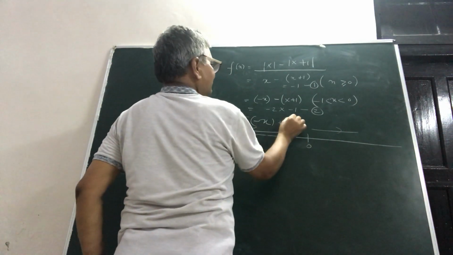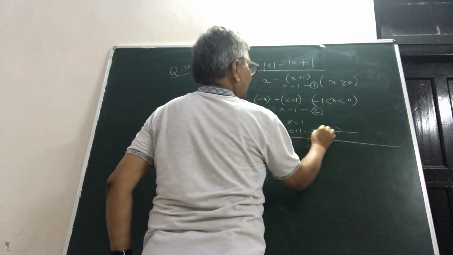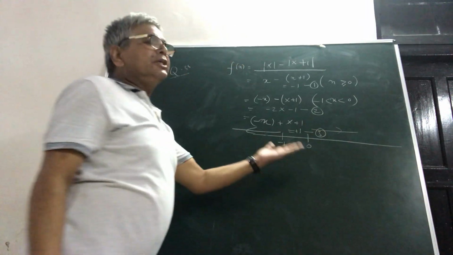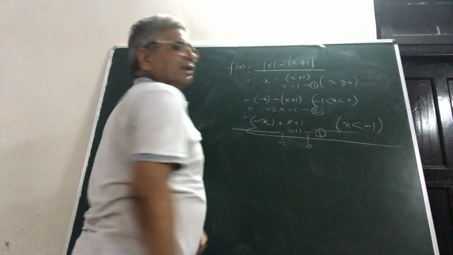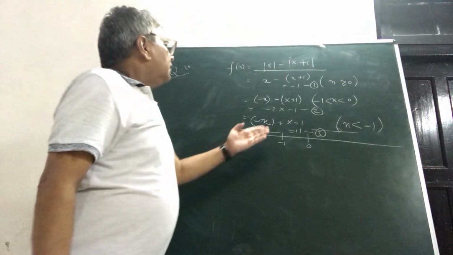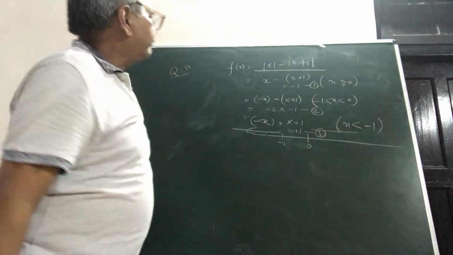So this x and x will cancel, and what you will get is plus 1. This is equation 3, and this will be for the interval when x is less than minus 1. So this is how you would be defining your function.